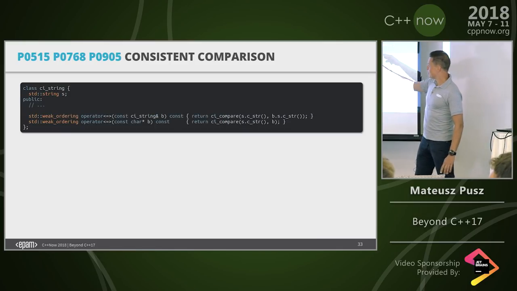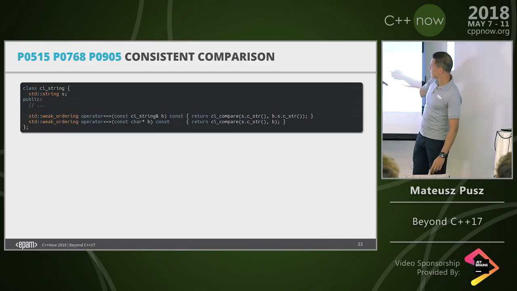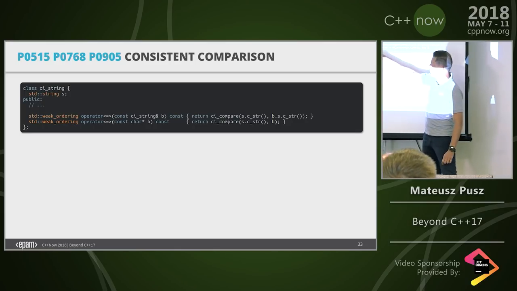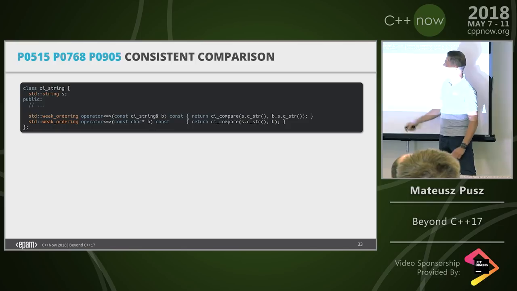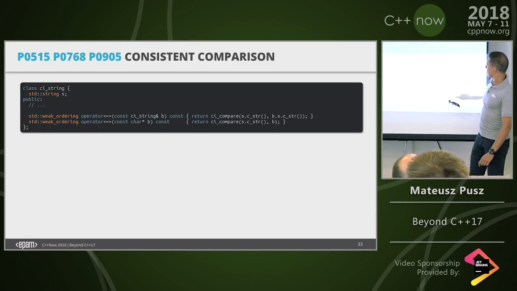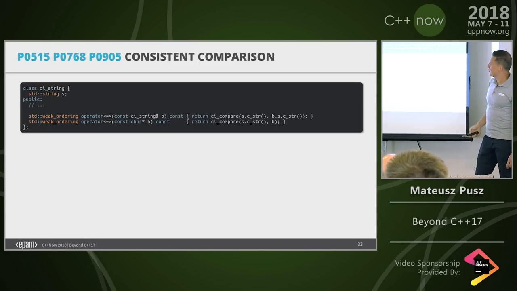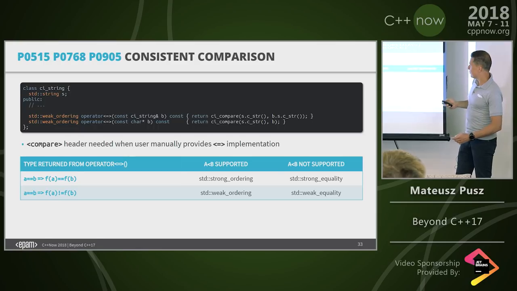I will just show you the implementation of this one with C++20. Basically, you provide only two functions. You provide the function to compare with CI strings and with const char star, and basically it covers both of the cases when it is provided on the left or right side of the comparison. And you provide some function to do it for you. And you're basically asking for this.